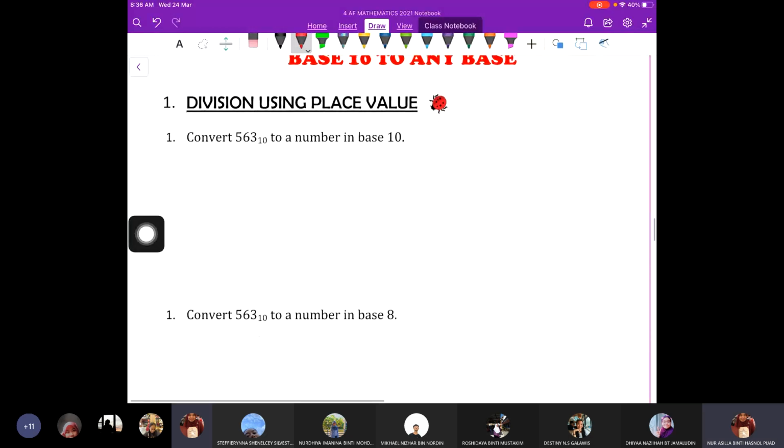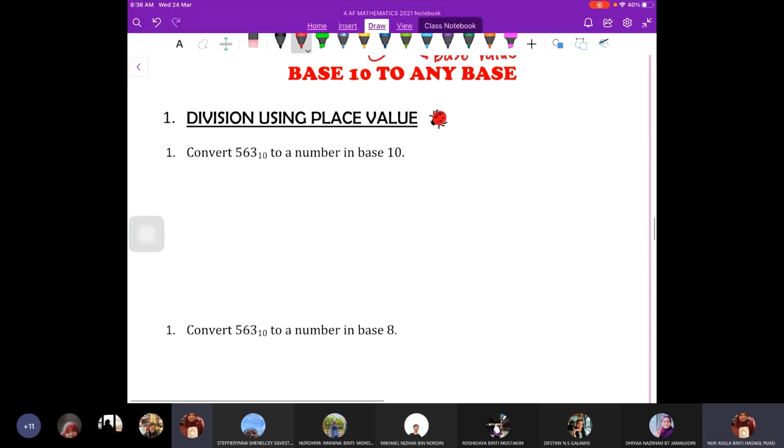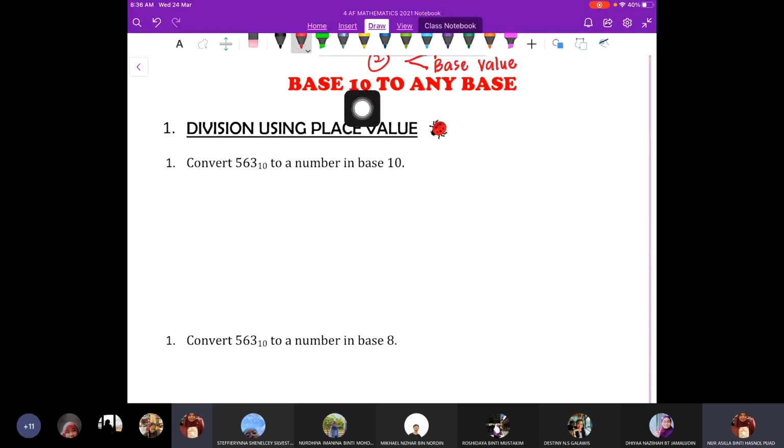Okay, so now kita akan pergi the first method. Okay, sekarang kita nak tukar daripada base 10 to any base. Sebab nak pergi base 10, kita guna collection process. Now, daripada base 10 tu kita nak pergi to any base ataupun kita patah balik base asal. So, the first method is division using place value. Okay, to convert this base 10, number 563, to a number in base 5. Sorry, typo.